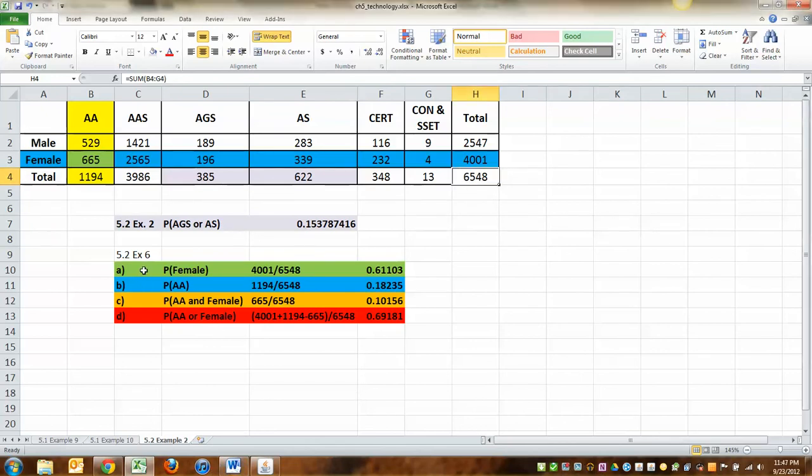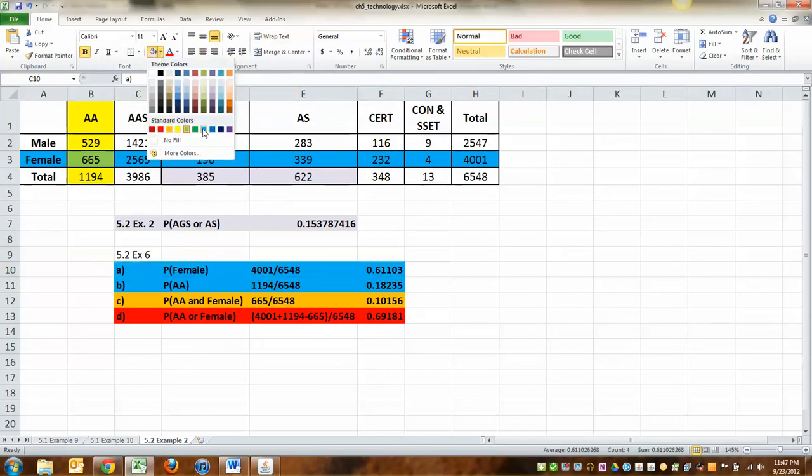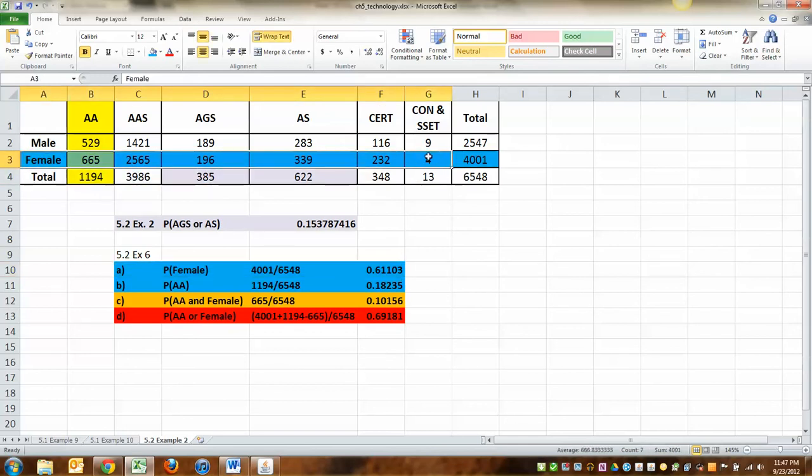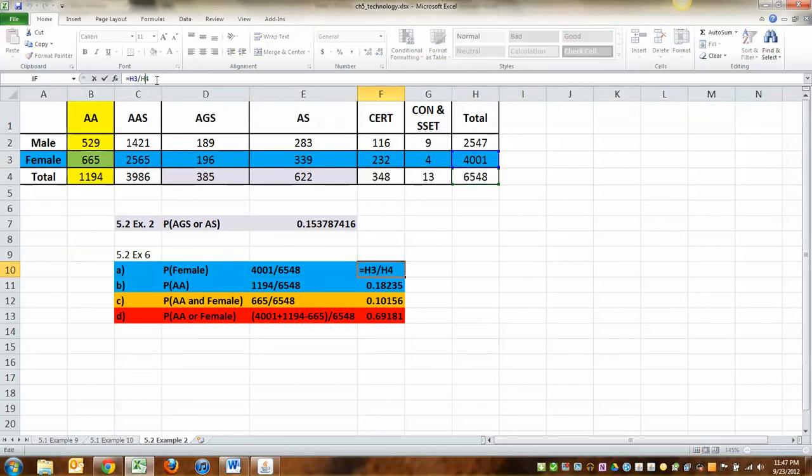All right, now they want the probability of female, and I'm going to make that blue. I know I made it the other color before, but I'm going to switch it now. Okay, so female is this whole row, right? So you'd say, okay, there's 4001 divided by the grand total of 6548. So there we go, right? So you take 4001, cell H3 right there, divided by this total down here in cell H4.